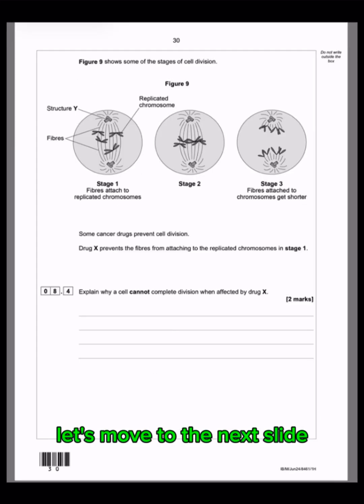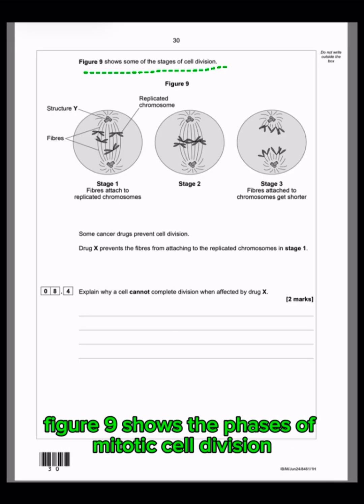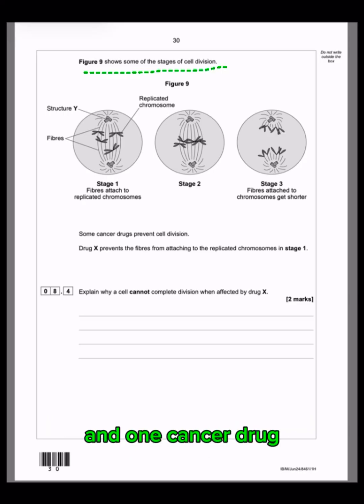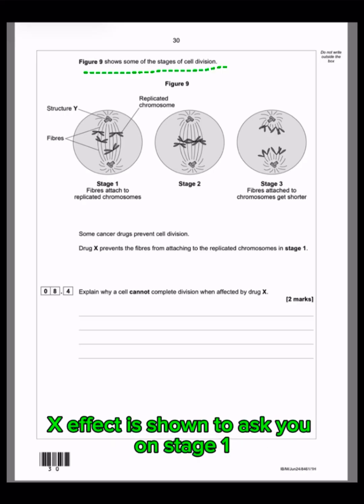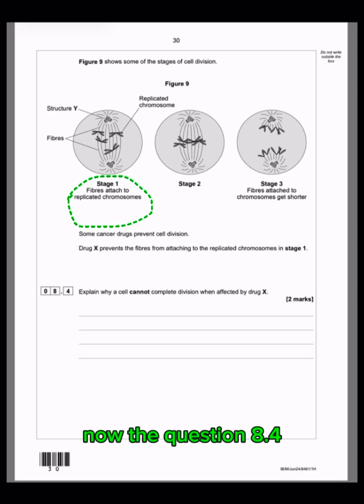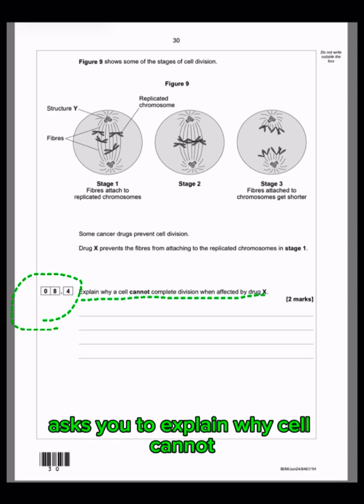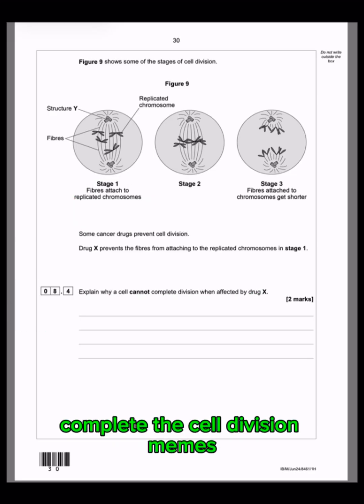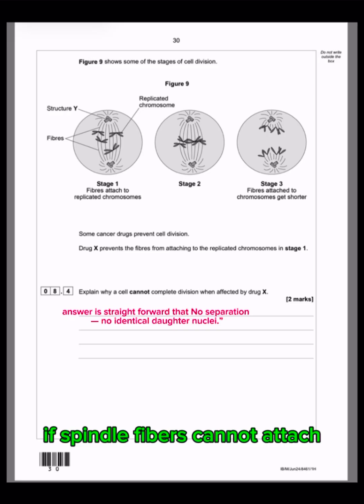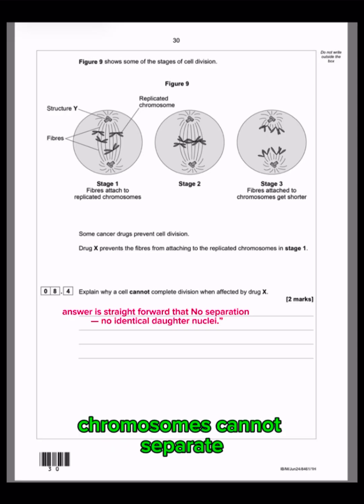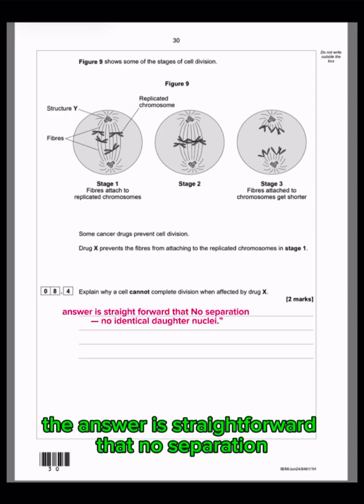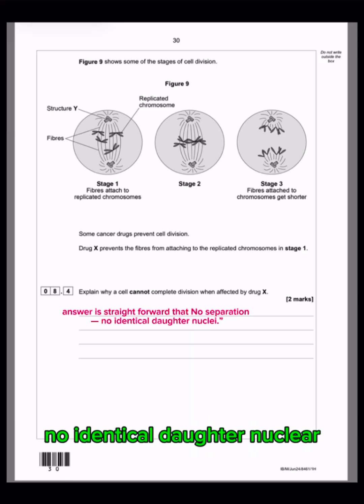Let's move to the next slide, question part, where figure 9 shows the phases of mitotic cell division and the effect of one cancer drug X is shown, asking you about stage 1. Now question 8.4 asks you to explain why the cell cannot complete cell division. It means if spindle fibers cannot attach, chromosomes cannot separate. The answer is straightforward: no separation, no identical daughter nuclei.